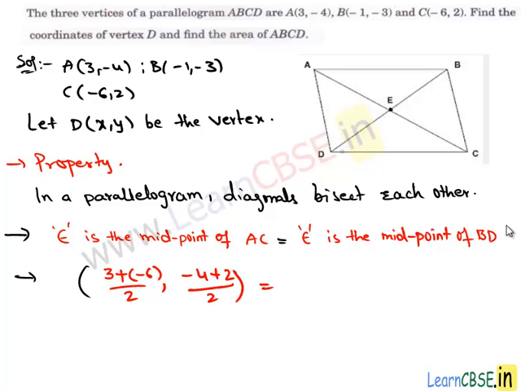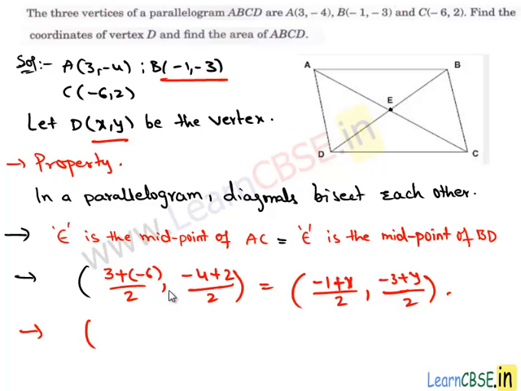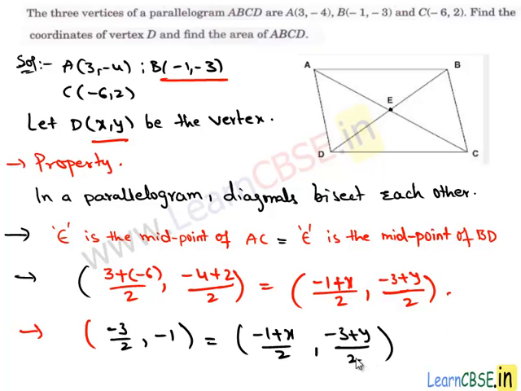Similarly, E is also the midpoint of diagonal BD. So we have B and D. The x coordinate is (-1 plus x) divided by 2 and the y coordinate is (-3 plus y) divided by 2. Before equating their values, we simplify here. 3 plus -6 is -3 upon 2. -4 plus 2 is -2 divided by 2, which is equal to -1. On the other side we have (-1 plus x) upon 2 and (-3 plus y) upon 2.